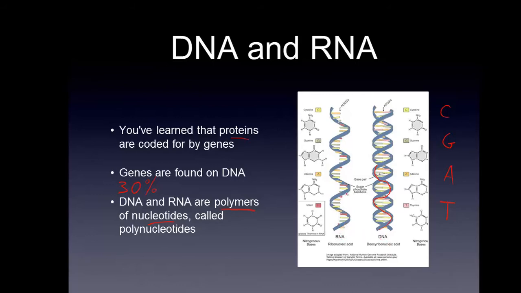RNA is a single strand, so no double helix. It's also a sugar phosphate backbone, and it's made up of C and G and A. And here's one of the differences. It doesn't have thymine, or T. It has uracil, abbreviated U. Okay. There's also a difference with the sugar in that sugar phosphate backbone. We'll talk about that in a minute.